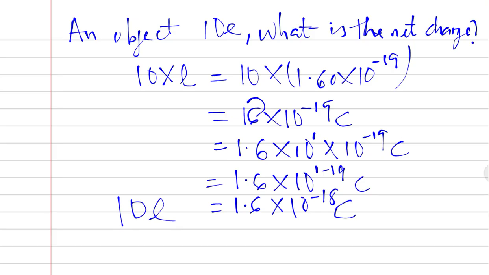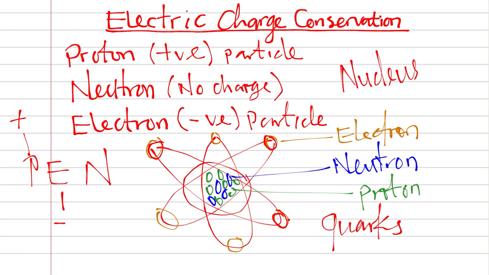All right, so don't forget, in today's class we started by looking into electric charge conservation, and we said that the atom consists of 3 particles, which we denoted as PEN. P is for the proton. E is for the electron. And the N is for the neutron. All right, and then we said the nucleus contains the neutron and the proton, and the nucleus is a combination of other entities, which we call the quark. Are you seeing that now?